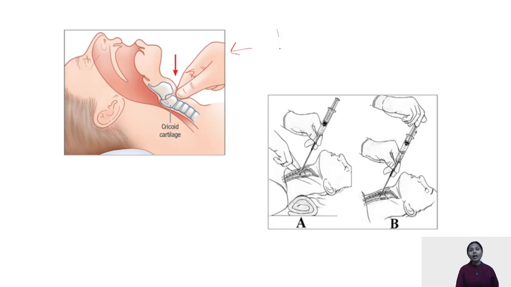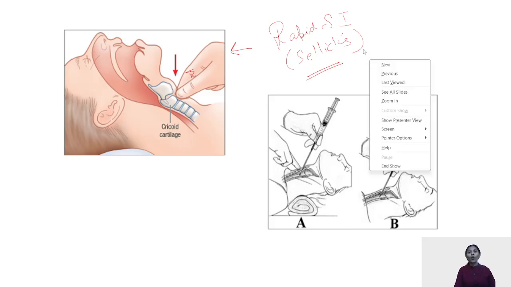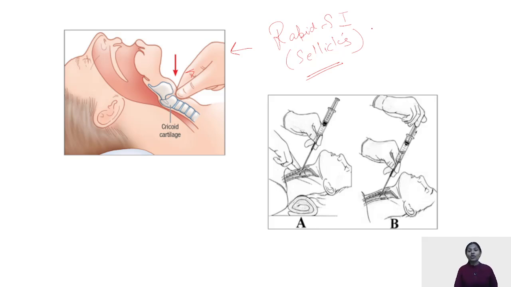This is nothing but rapid sequence induction, which is your Sellick maneuver. In this, he is applying the Sellick maneuver on the cricoid cartilage. It gives a pressure such that the esophagus is pressed against your vertebra, and you decrease the chances of aspiration, especially in patients with a full stomach or if they have inappropriate NPO status. In those cases, we do RSI to intubate the patient, the rapid sequence intubation, with the Sellick maneuver.